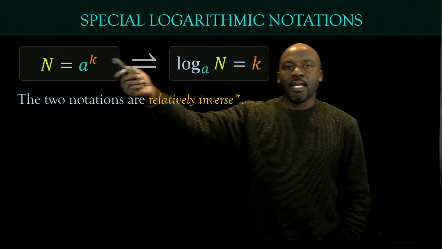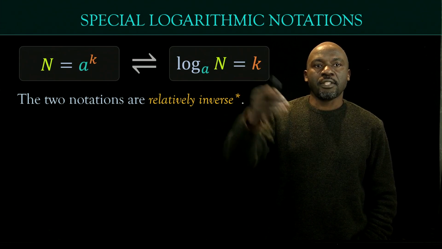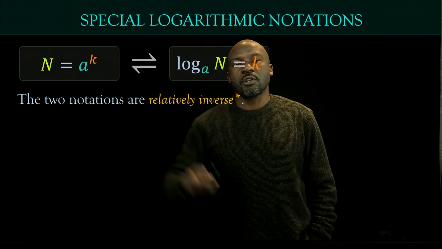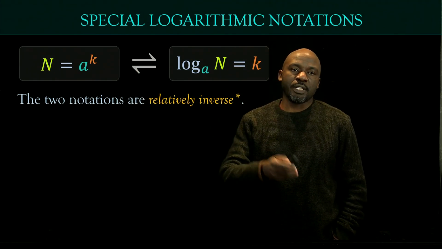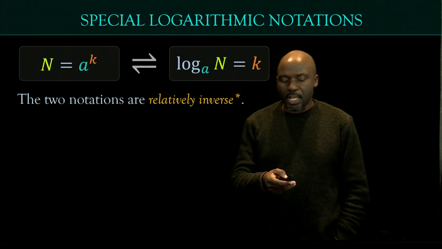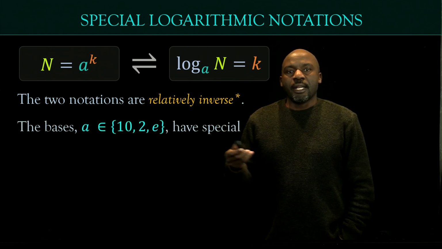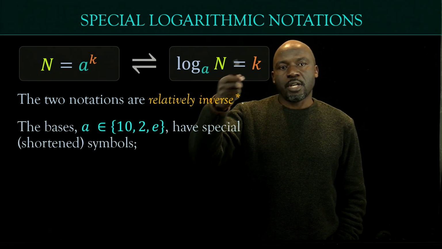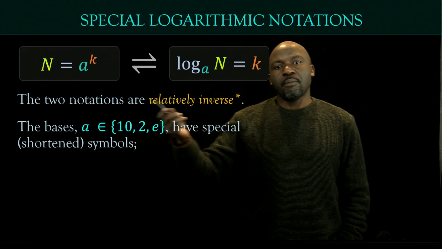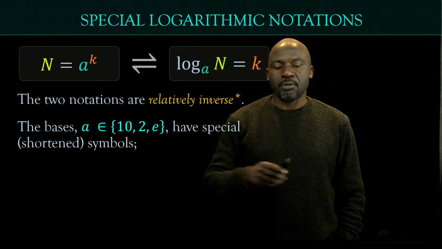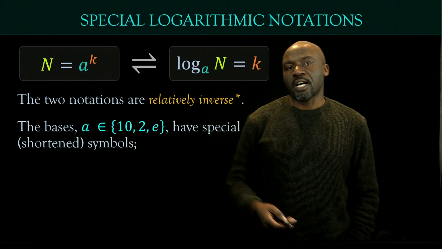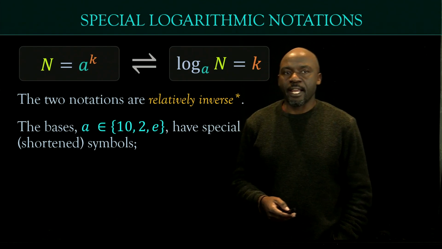We know this is the index notation of expressing a number, and this is the logarithmic notation of expressing the same number. We say that the two forms of notation are relatively inverse. We will discuss that once we have understood what functions are and what inverse functions are. Now, when a logarithmic expression is this, the a there is referred to as the base. So when the base is 10, or the base is 2, or the base is the natural number e, we tend to simplify the expression, the log to base a of n.